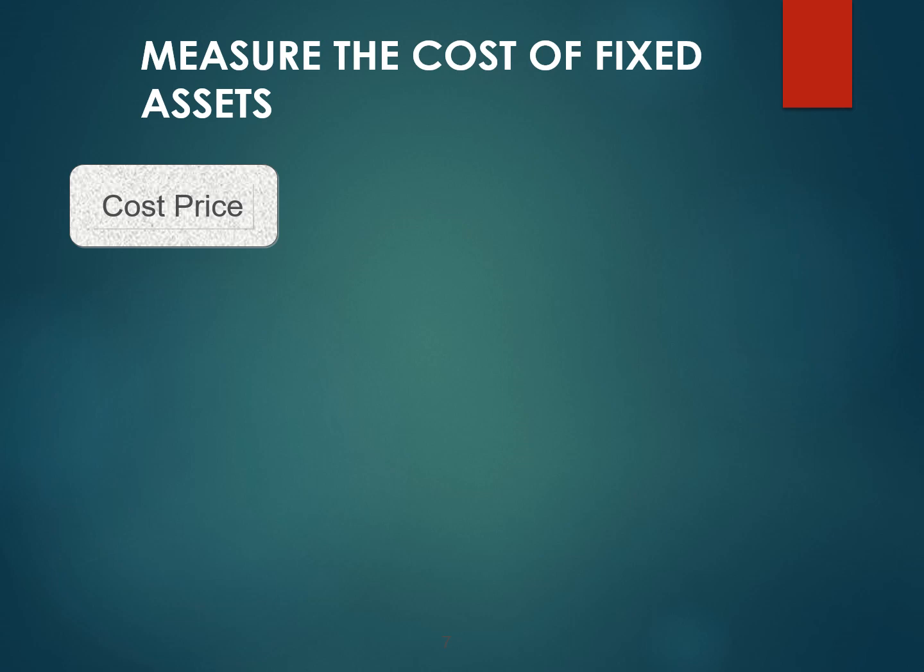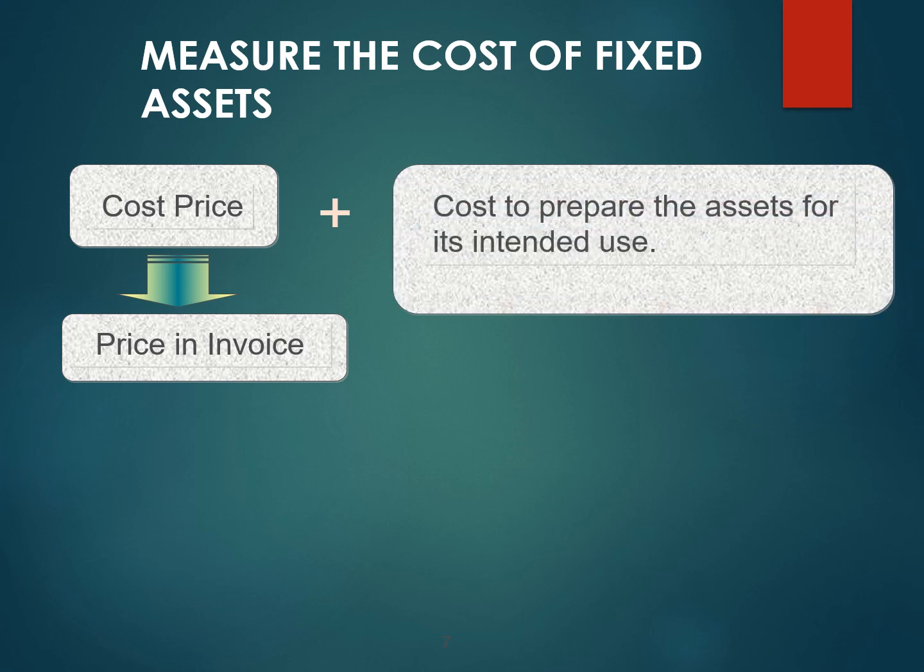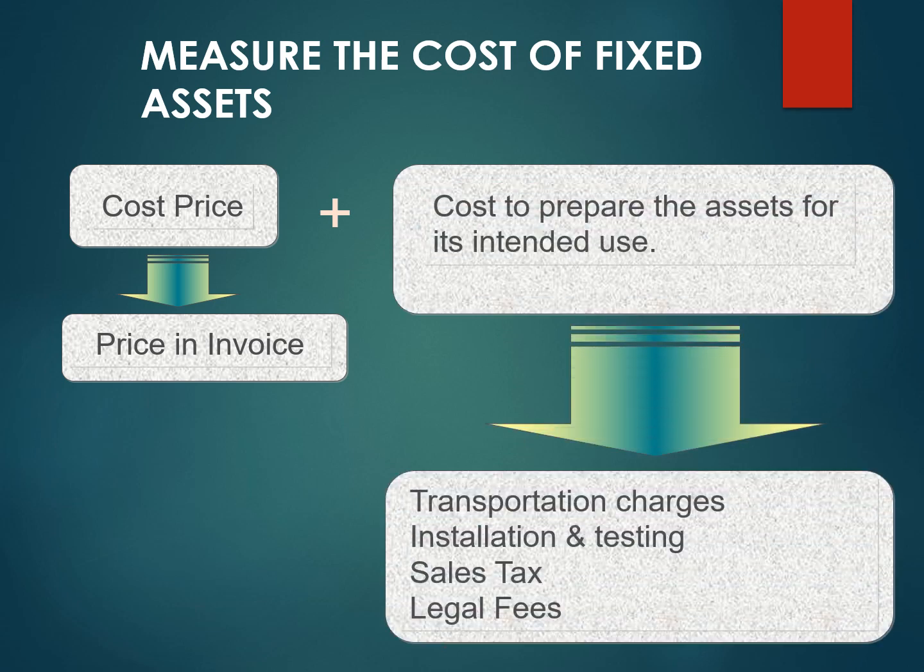Okay, this is the flow on how we calculate the fixed cost. We have the cost price from our invoice, and then we have to add the cost to prepare the asset for its intended use, from transportation charges, installation and testing, sales tax and legal fees.